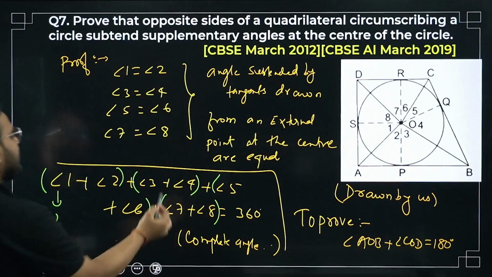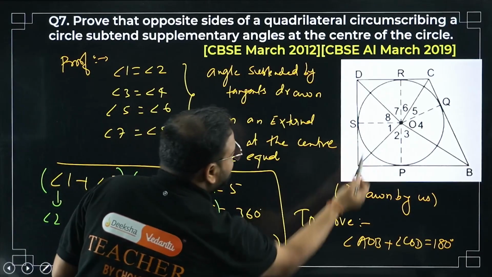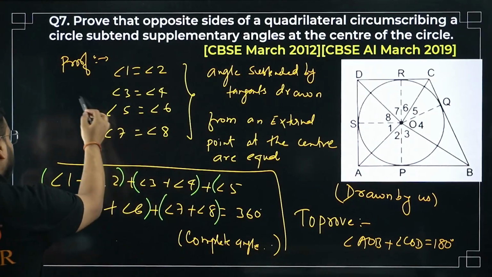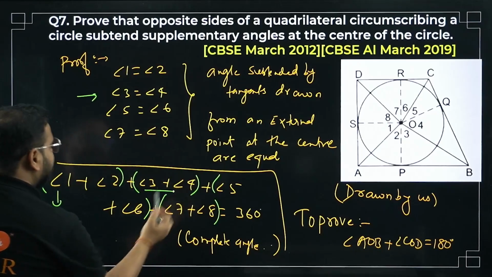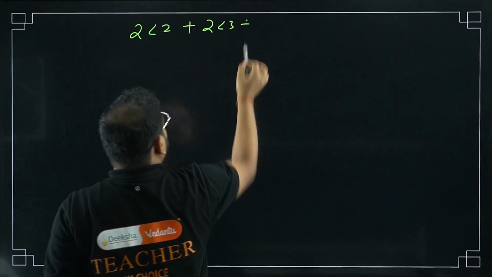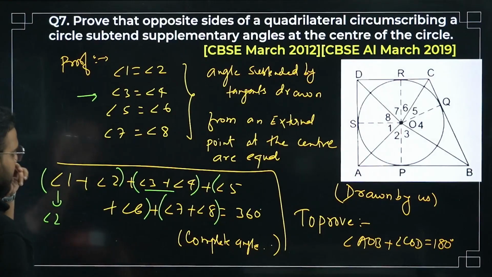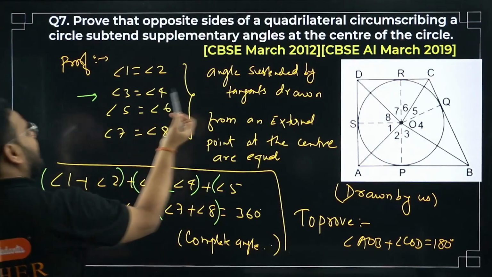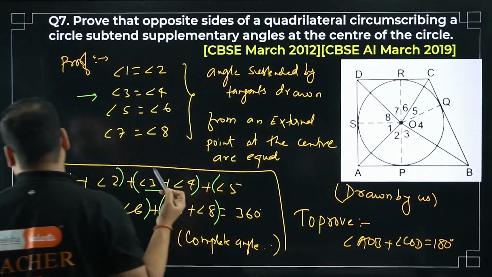Same way here, 3 and 4 are equal. I'll write it as twice of angle 3. I'll write this bracket as twice of angle 3. Plus, have a look now. 5 and 6 are equal, I'll write it as twice of angle 6.